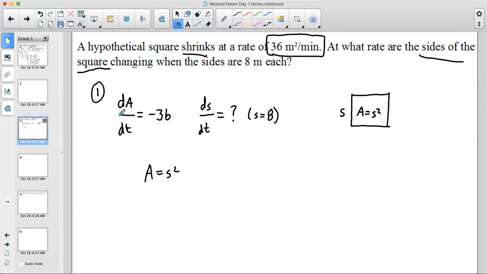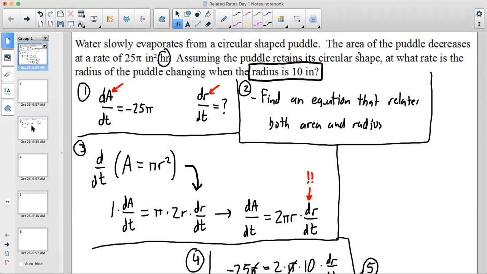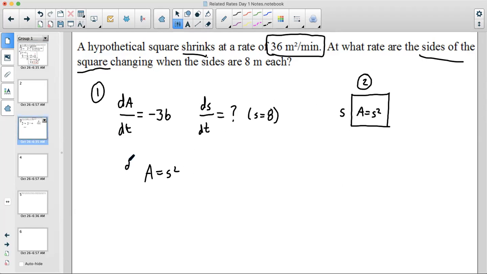This was step 1. What the hell was step 2? Let me remind myself. Find an equation. We did that. Boom. Right here. Step 3, I assume, was to take derivatives. It was. So I'm going to do the derivative with respect to time of both sides of this equation now. A equals S squared.